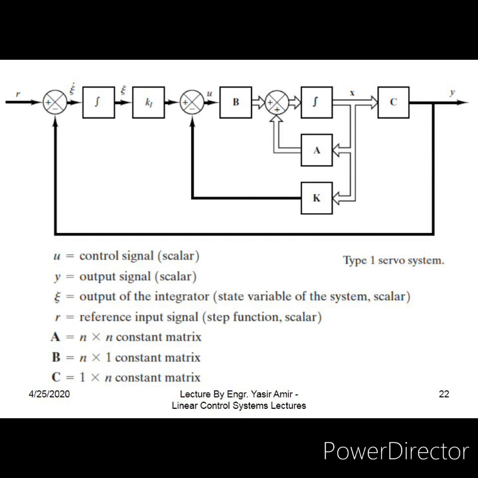r is the reference input, and we are giving a step function as input. A is the system matrix, an n by n matrix. B is the input matrix, an n by 1 matrix. C is a 1 by n constant matrix, the output matrix. And K contains the feedback gains, K1, K2, Kn, which we have to design. Their values are to be found as part of the design process.